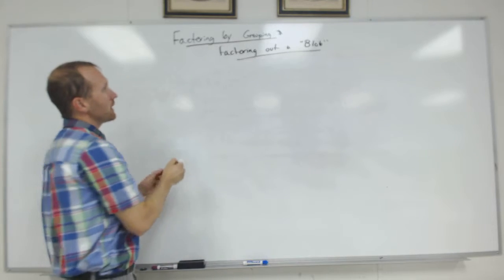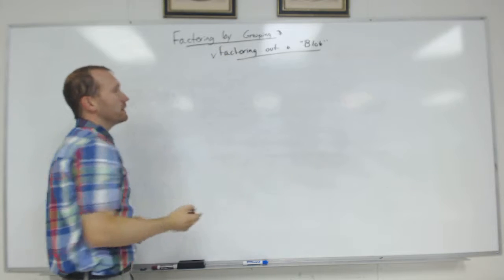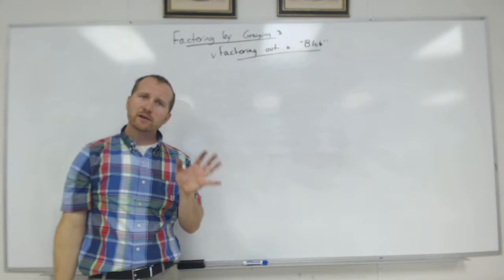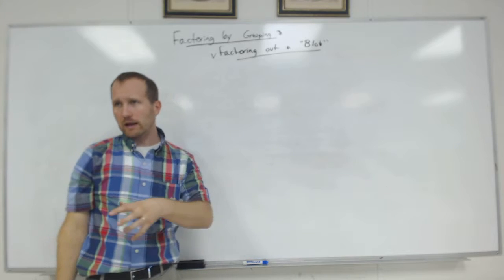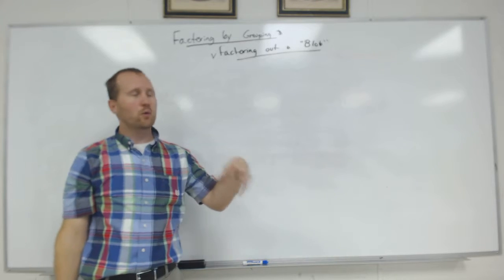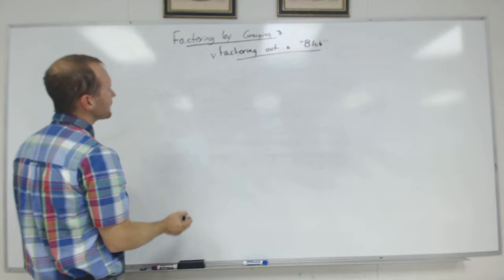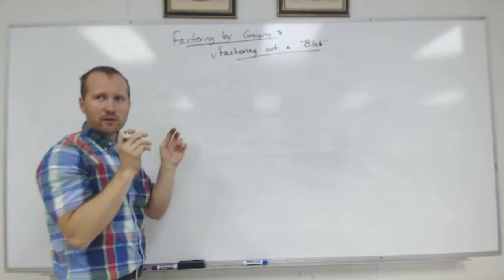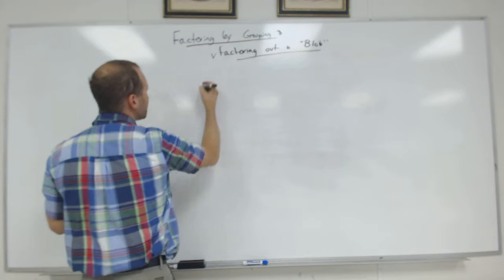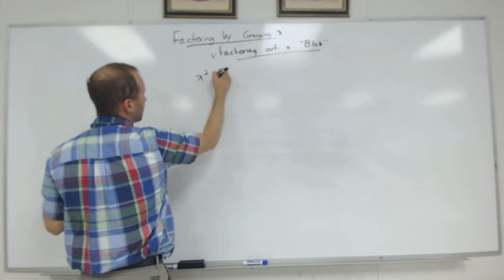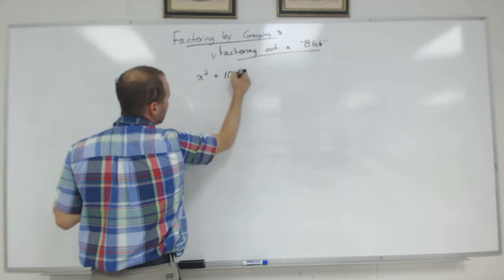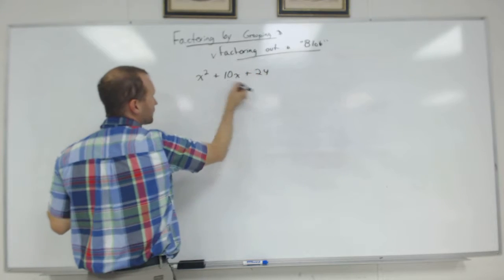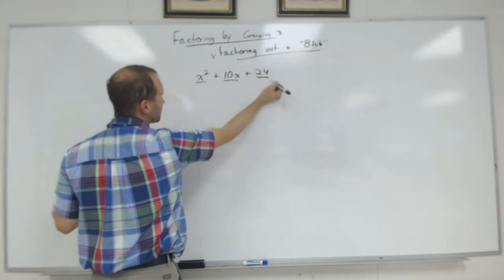So that's factoring out the blob. Now let's see what we mean by factoring by grouping. Like I said at the beginning, in order to factor by grouping, we're going to have to factor out a blob, but we're just adding one more step. It's going to look something like this. The weird part here is we're used to having 3 terms, something like x squared plus 10x plus 24. So we have 1, 2, 3 terms.